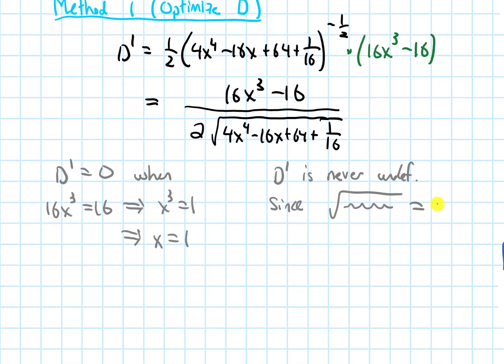So the square root of that stuff is the distance. And the distance is never equal to 0. It's always positive. All right, so at this point we have our critical numbers. It's just 1. We now want to test our critical numbers.